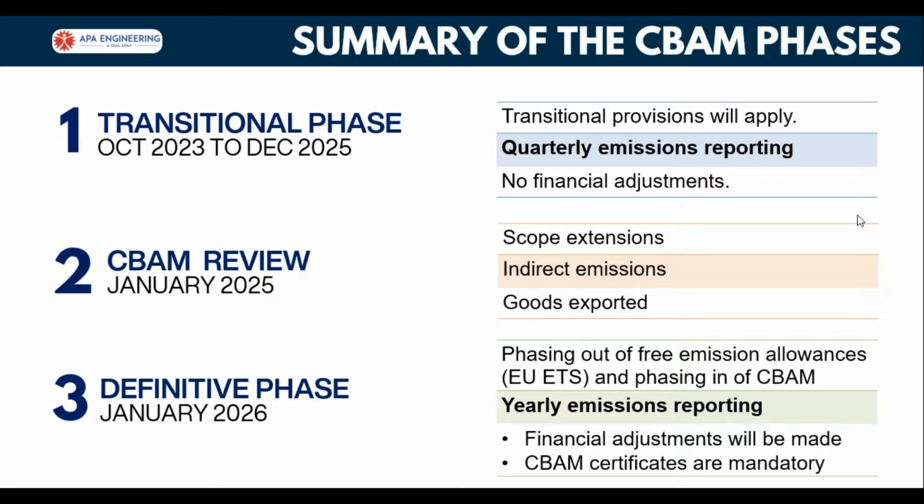The third is the definitive phase, which begins in January 2026, and it's supposed to continue later on. Here is where the EU ETS will slowly phase out, and this will become yearly reporting. Here we'll have financial adjustments to be made, which means that we have to buy CBAM certificates, which is mandatory. Moving over.